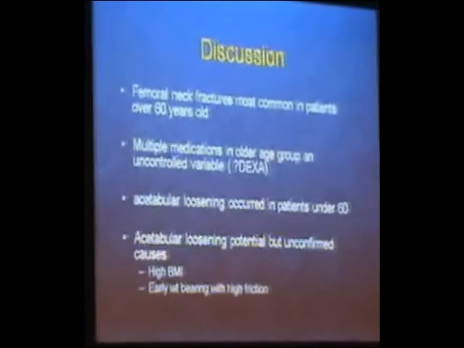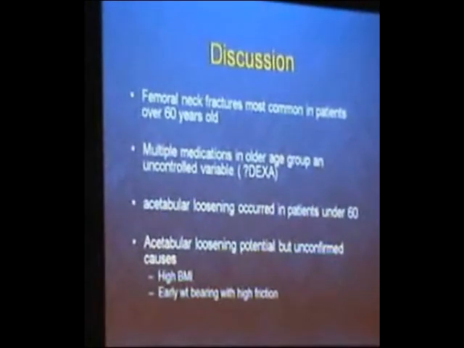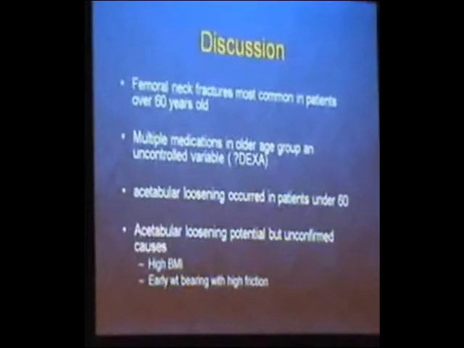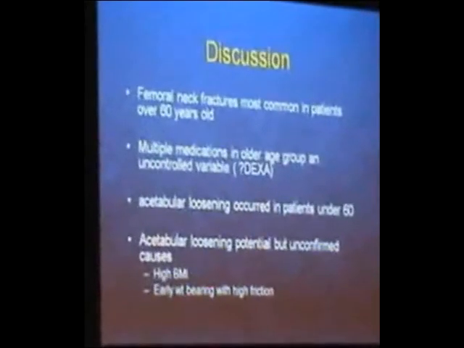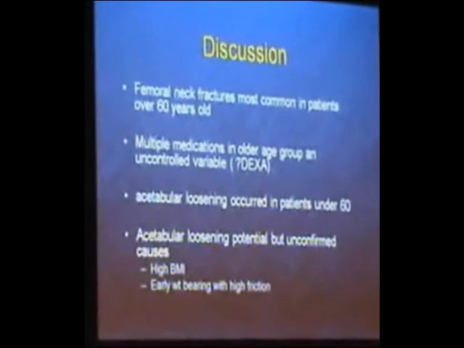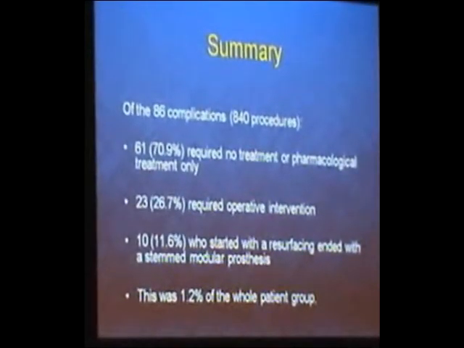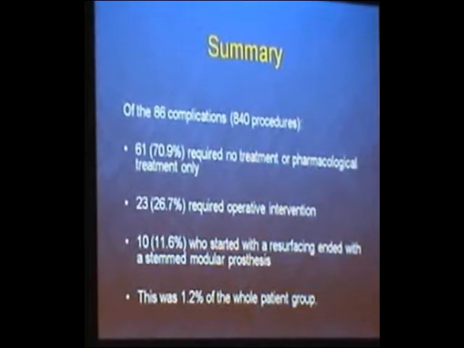So of the 86 complications in 840 procedures, 71% did not require any change in the program other than possibly oral medications. A quarter of the complications required operative intervention, and 12% of the complications required removal of the prosthesis. But in all, 1.2% of the patients who started out with a hip resurfacing did not finish up with a hip resurfacing.